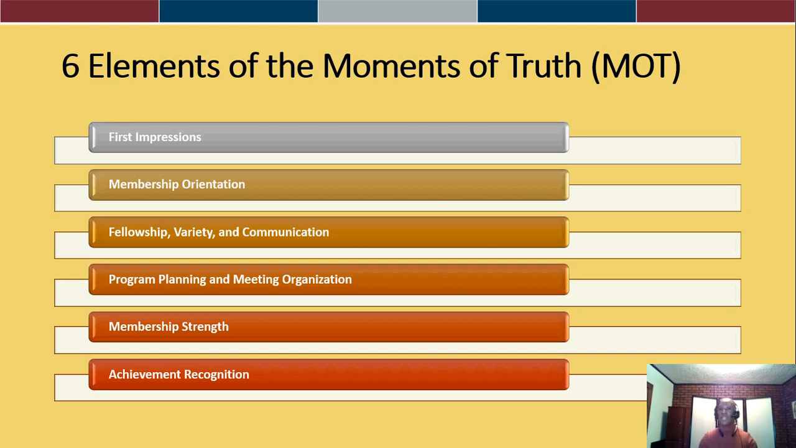And then finally, we'll close out by looking at the element of achievement recognition. Moments of Truth helps to evaluate your club on how you're doing with recognizing and celebrating your members. 6 different standards to make certain you're following. You'll get a chance to rate your club and see if your club is currently following those standards, or you'll know exactly which areas to improve upon. Let's now take a deeper dive into our Moments of Truth elements, and let's start with first impressions.